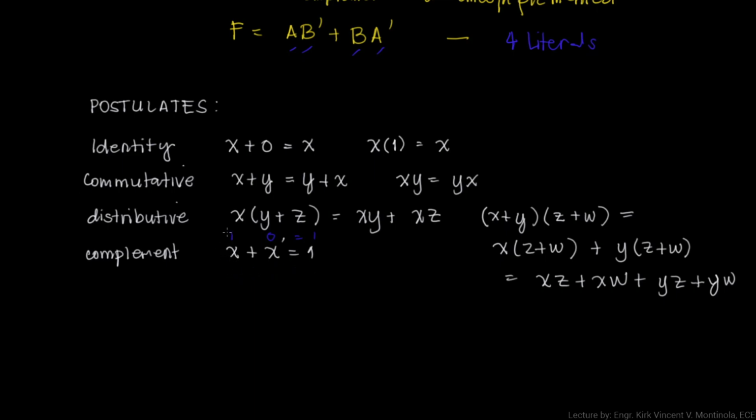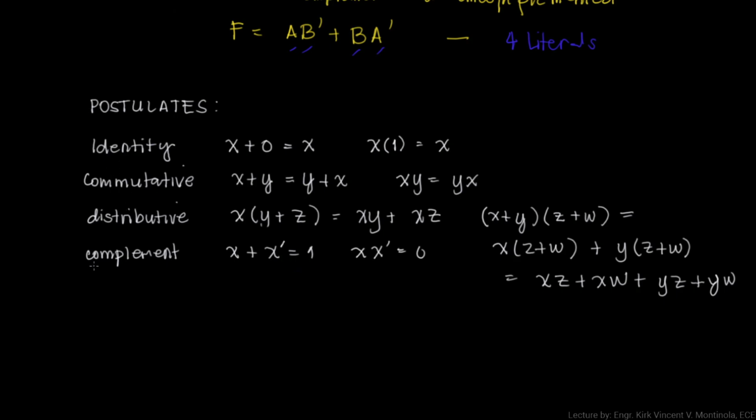And then for multiplication, if x is multiplied by its complement, it always equals 0. Why? Because if x is 1, its complement is 0, so you have 0. And if x is 0, its complement is 1, which becomes 0 again. That's why the product of x and its complement is always 0.